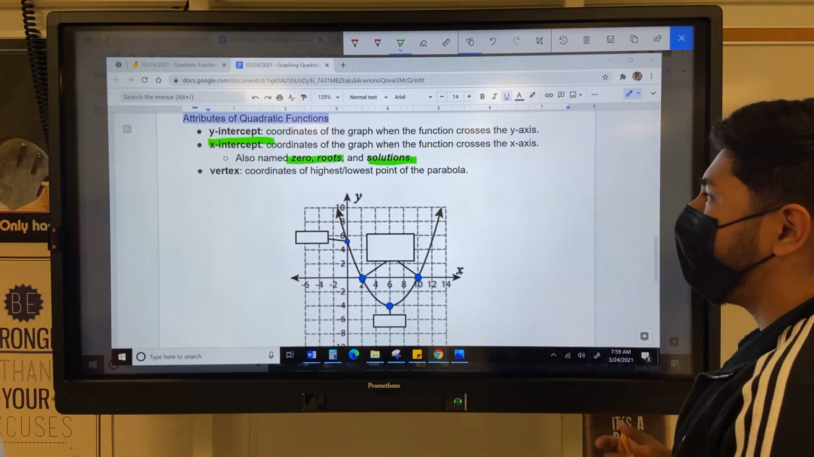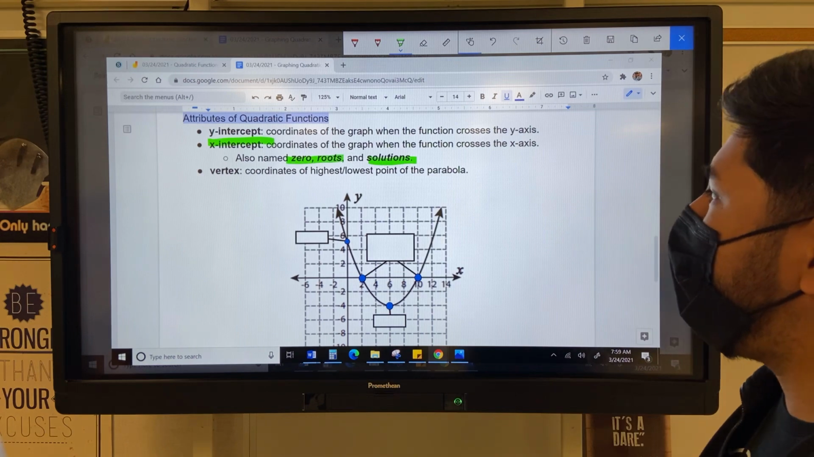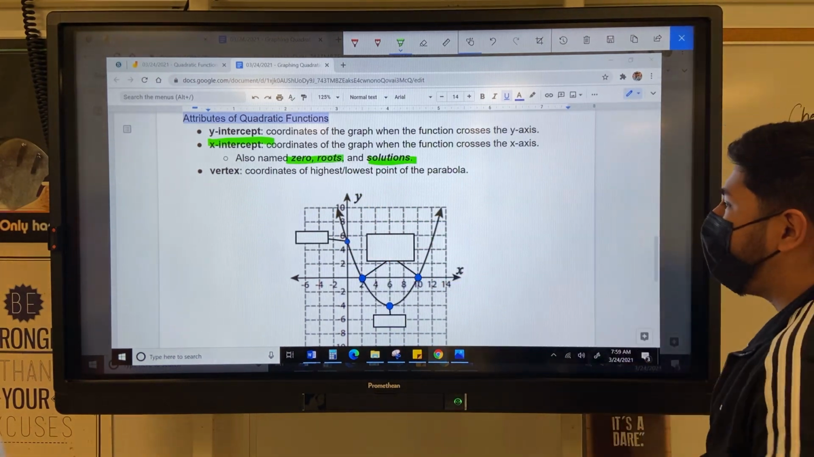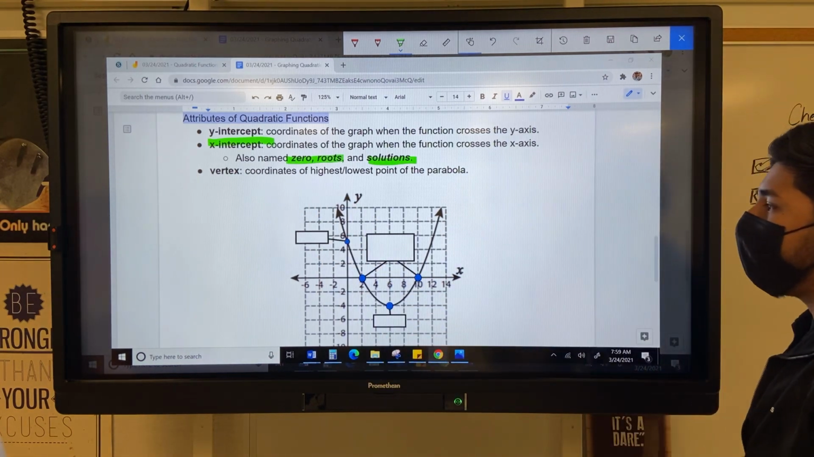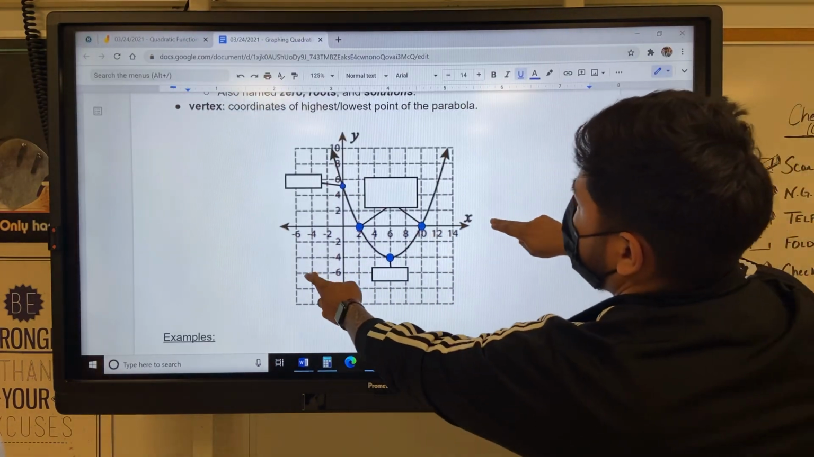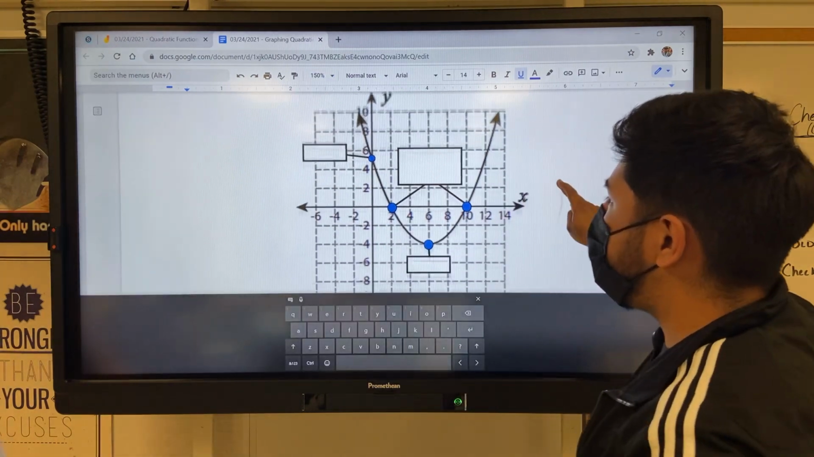They'll give you a little confusion if you're not sure what it is, but I'll make sure you all remember that. Vertex is also the coordinates of the highest or lowest point of the parabola. What's a parabola? This function that we're dealing with today. All right. Real quick before we move on, make sure that you all know how I want the answers.